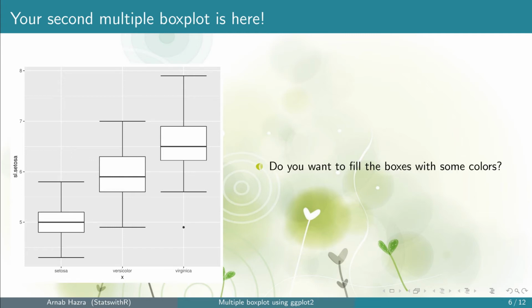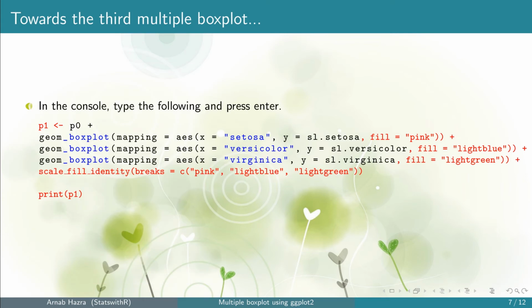Next, you might want to fill the boxes with some colors. If you don't want to do that, you can skip this step. To do that, add fill equals to some color within geom_boxplot function in each line. We suggest choosing some light colors. Otherwise, the median line wouldn't be visible. Here we choose three colors: pink, light blue and light green.